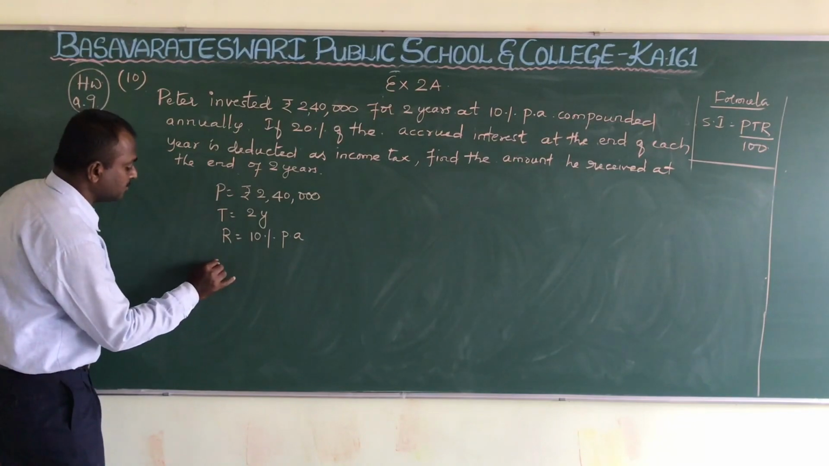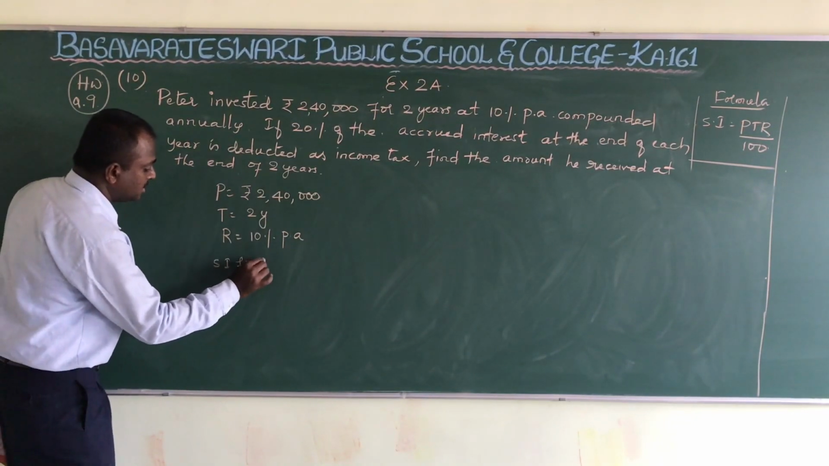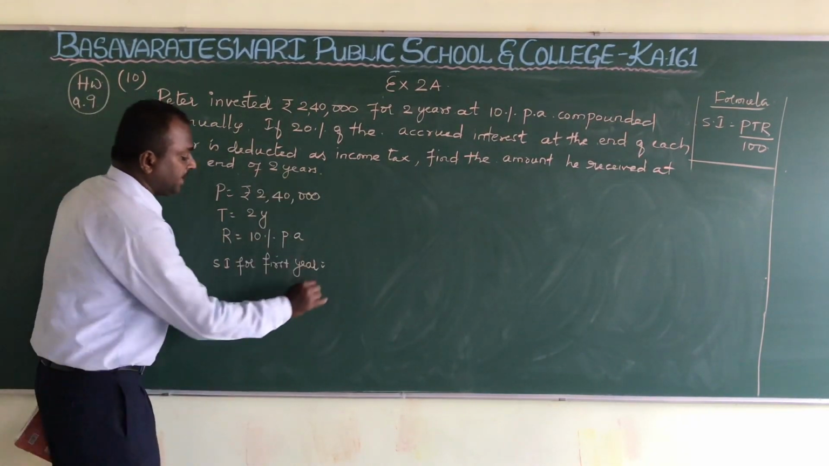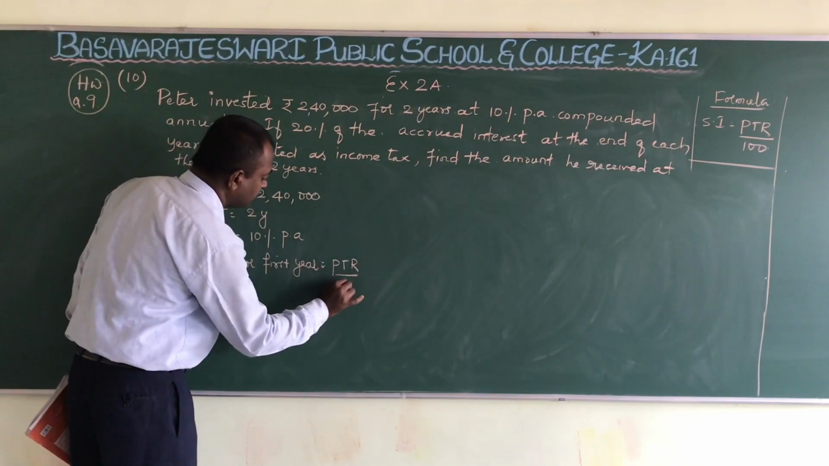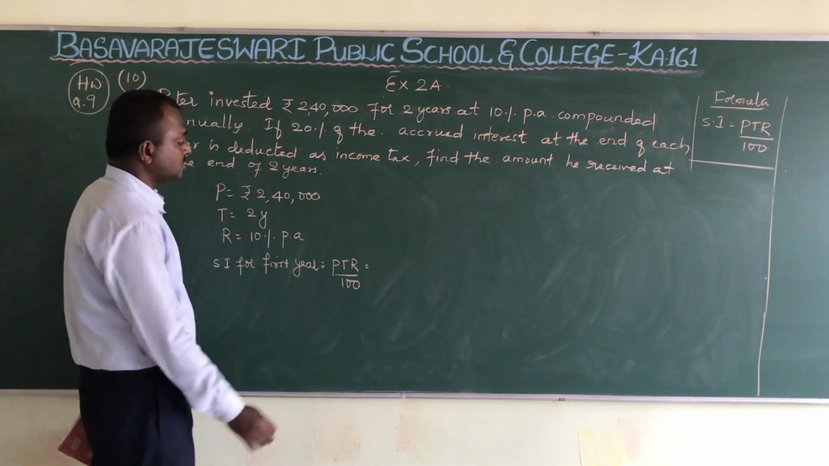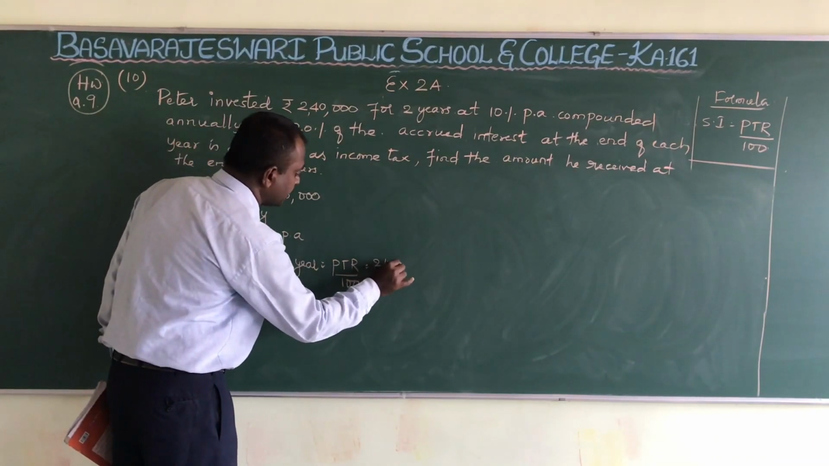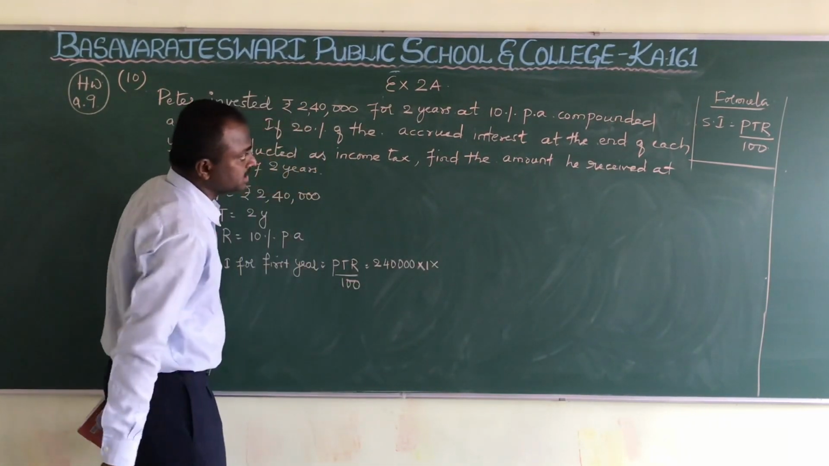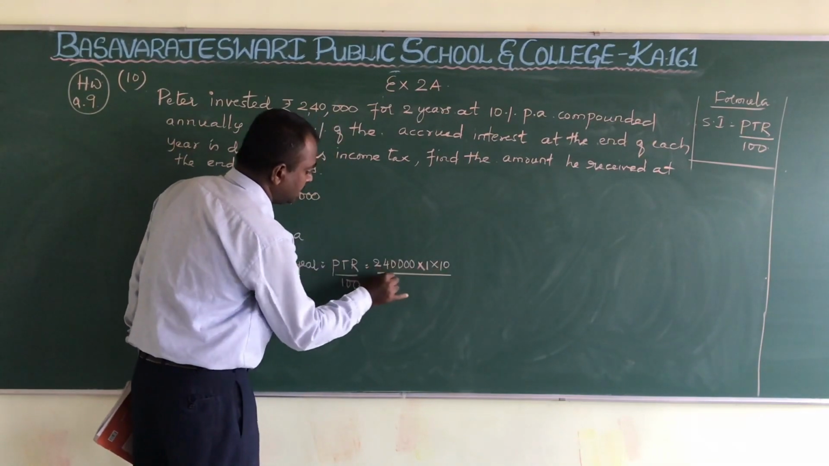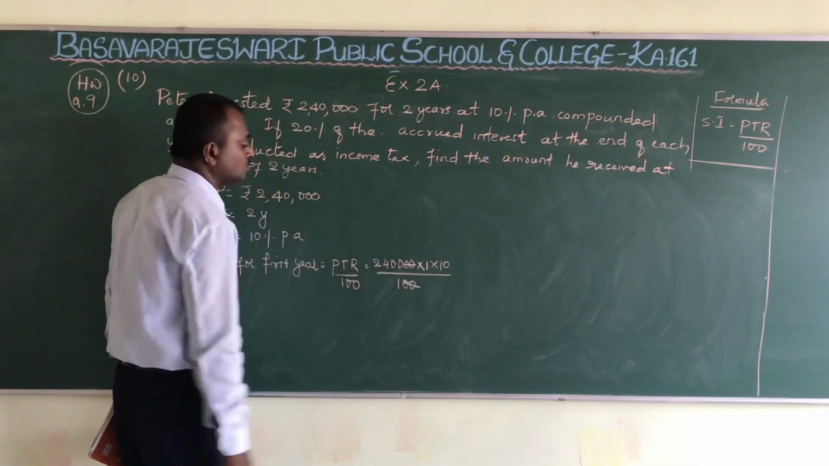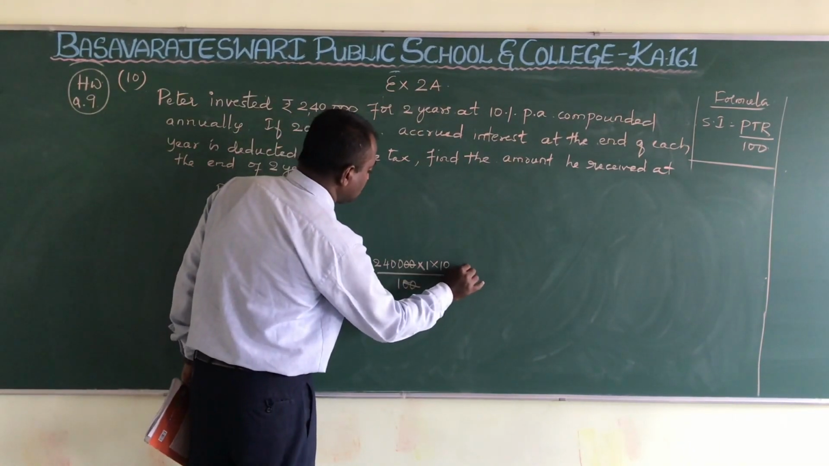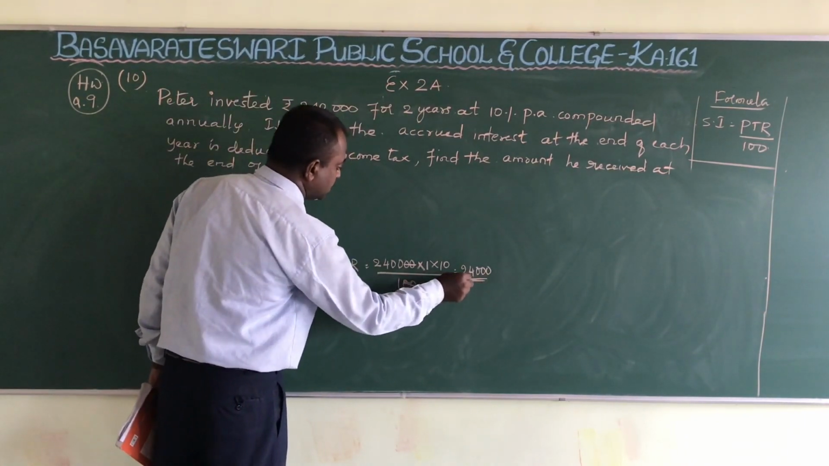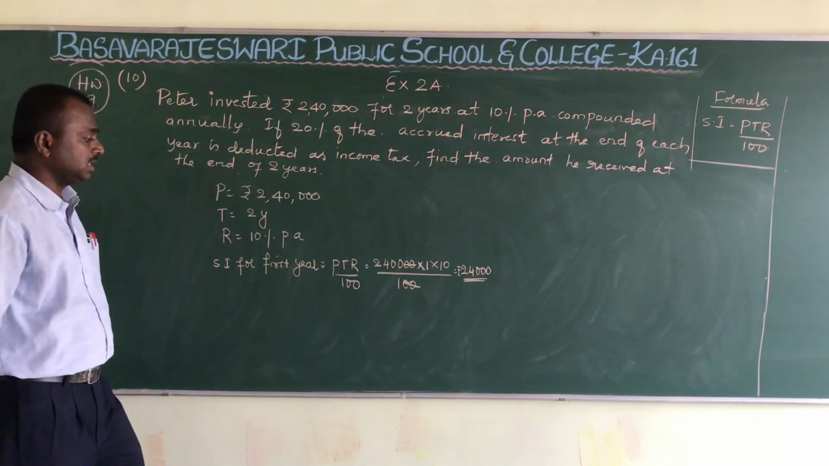So now we will find out the simple interest for the first year. Simple interest is PTR by 100. So what is the principal? 2,40,000 into time, which is 1 year, the first year, into rate of interest 10 by 100. So two zeros will be cancelled. 2,400 plus a 0. So therefore 24,000 rupees is the interest for the first year.